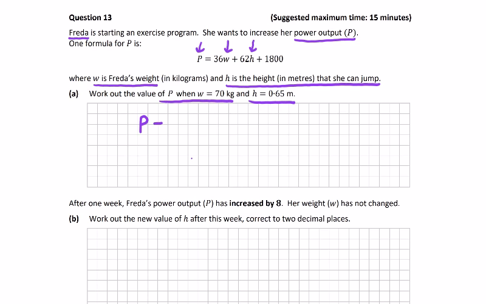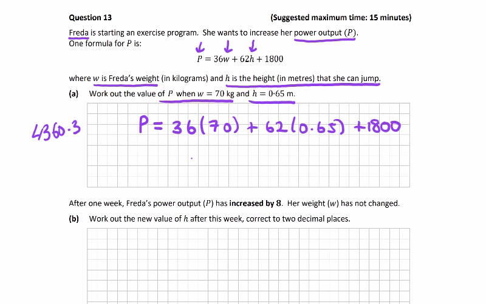Now, if you get frustrated at the beginning of the test, there's always nice easy questions at the end. 36, W is 70. This is just calculator use. Plus 62 times H, 0.65. Plus 1800. You type it into your calculator. You write down what you get off to the side. The first time I do it, I'm getting 4360.3, and then I clear my calculator and I do it again. And I get the same answer the second time.